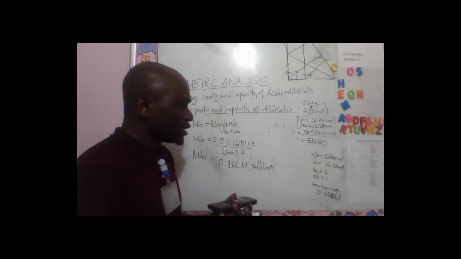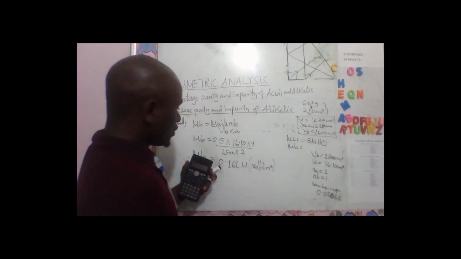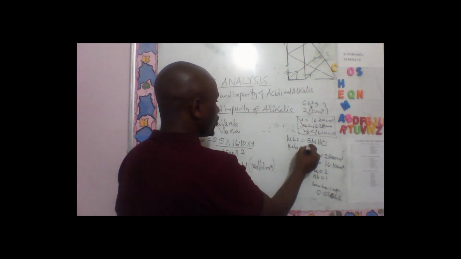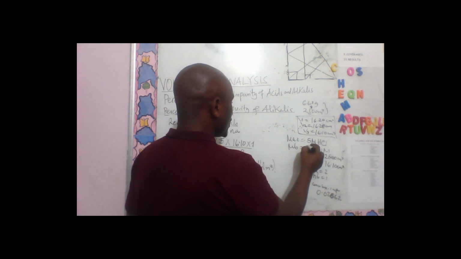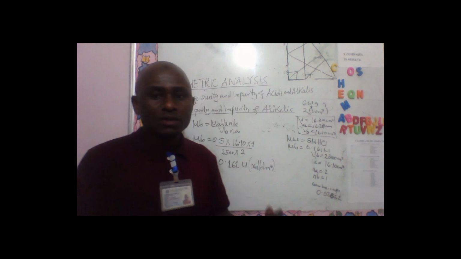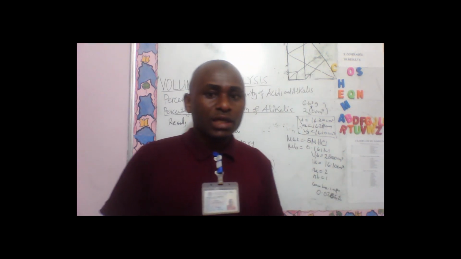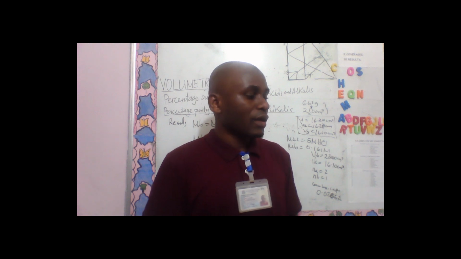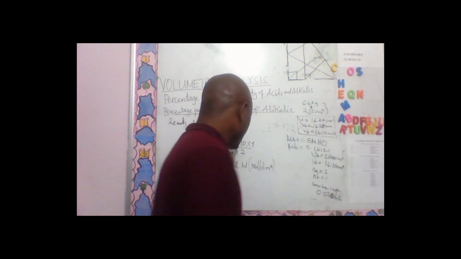So molarity of base here is equal to 0.161 mole per decimeter cube. After knowing that, this molarity of base will help us to know the mass concentration, which is denoted mathematically as gram per decimeter cube. So let us see how it is.